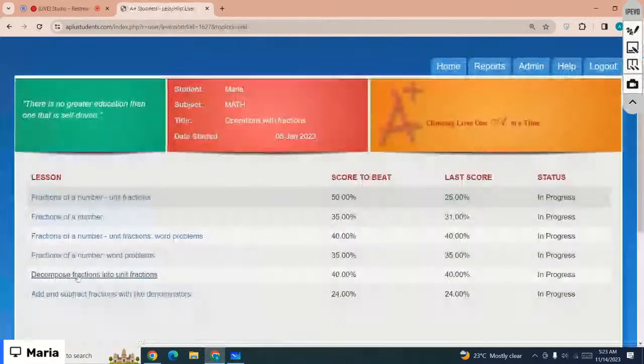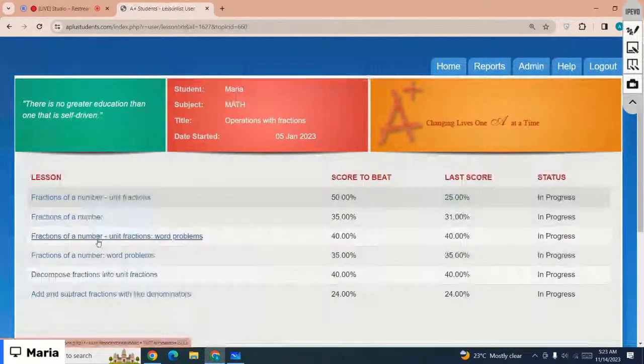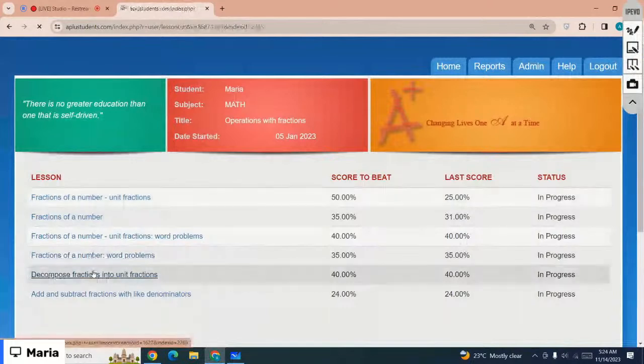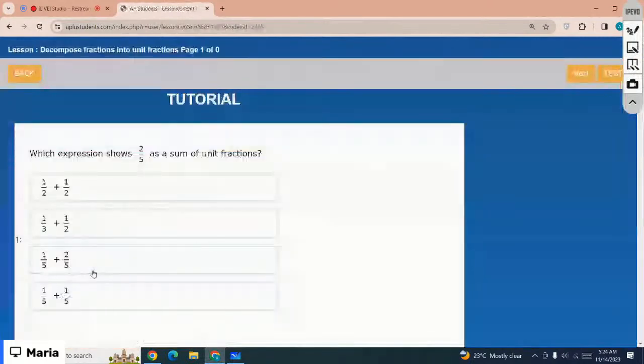And the next lesson is fraction of a number unit fractions word problems. You can do this on your own. The next one is decompose fractions into unit fractions.